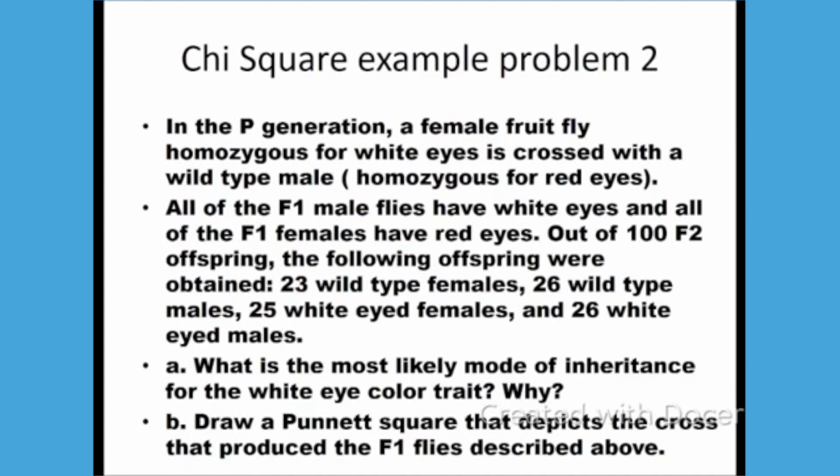So notice in the F2, the generation that's the children of the F1s, we got some red-eyed females, some red-eyed males, some white-eyed females, and some white-eyed males. So our first question is, what is the most likely mode of inheritance for the white eye color trait, and why? And then draw a Punnett square that depicts the cross that produced the F1 flies.